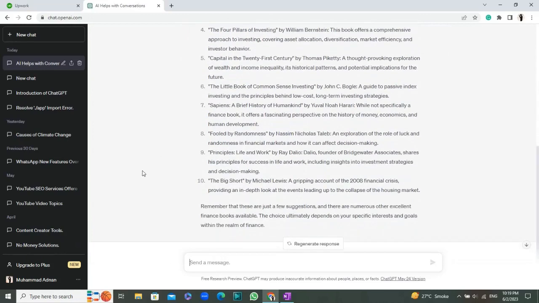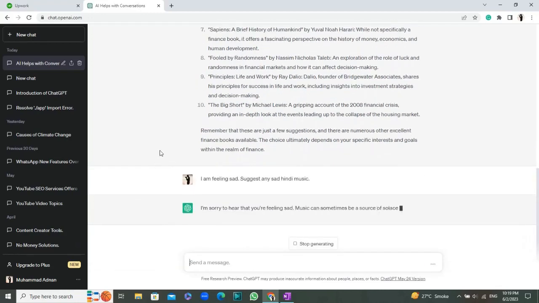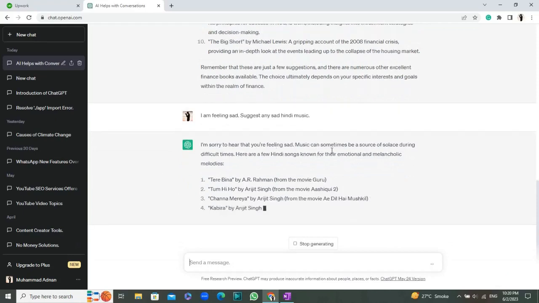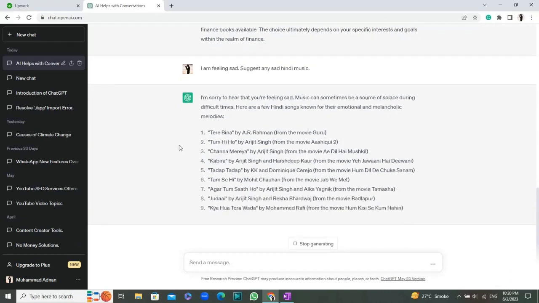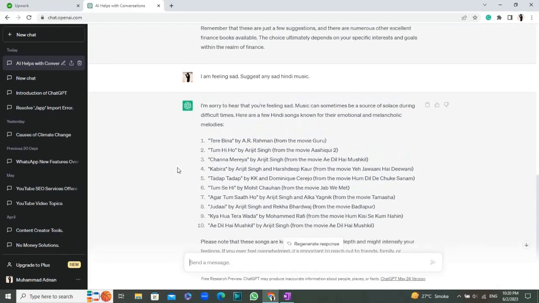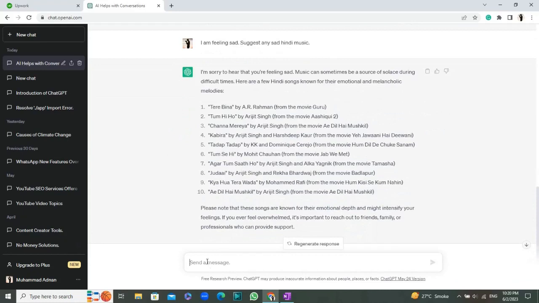And then we are going to give another command. I am feeling sad. Suggest any sad Hindi music. So we ask it for sad Hindi music. Let's see what happens. I'm sorry to hear that you are feeling sad. Music can sometimes be a source of solace during difficult times. You can see it is suggesting sad music to us.